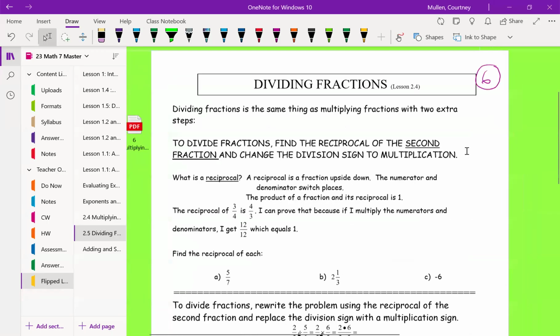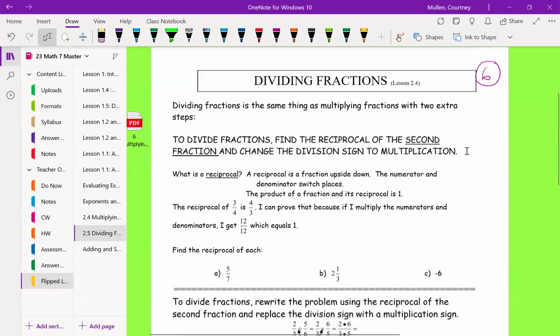So dividing fractions is really the same thing as multiplying fractions with 2 extra steps. To divide fractions, we have to use the reciprocal of the second fraction and change the division sign to multiplication. So a reciprocal is just a fraction upside down. The numerator and denominator switch places. And the product of a fraction and its reciprocal is 1. So the reciprocal of 3/4 is 4/3. If I multiply that together, I get 12/12, which equals 1.